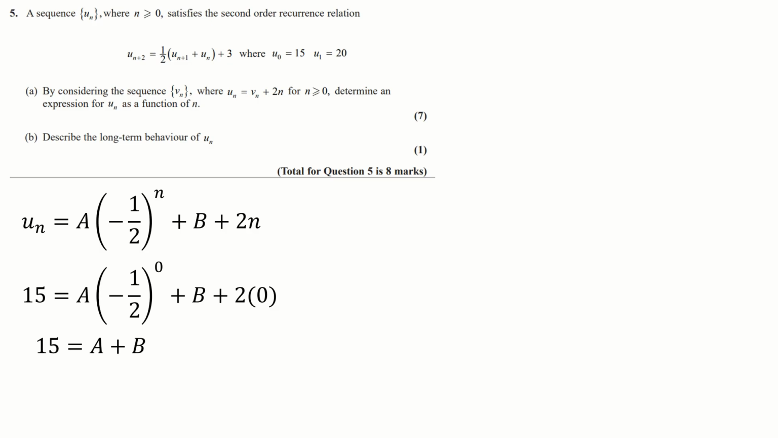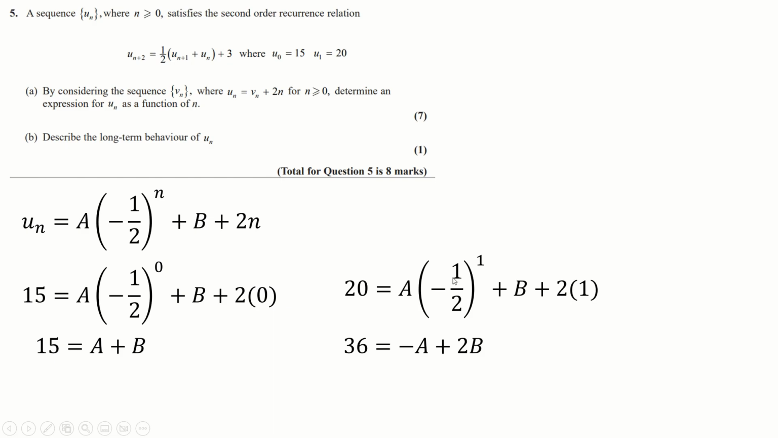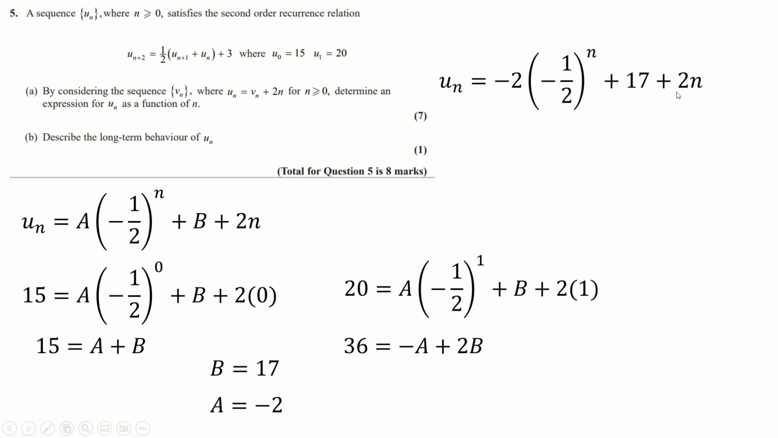And then when n is 1, you end up with this, which simplifies to that if you double everything and move this thing over. Add these together and divide by 3 to find B, and then solve for A, and then put it back in the original thing. You get this.